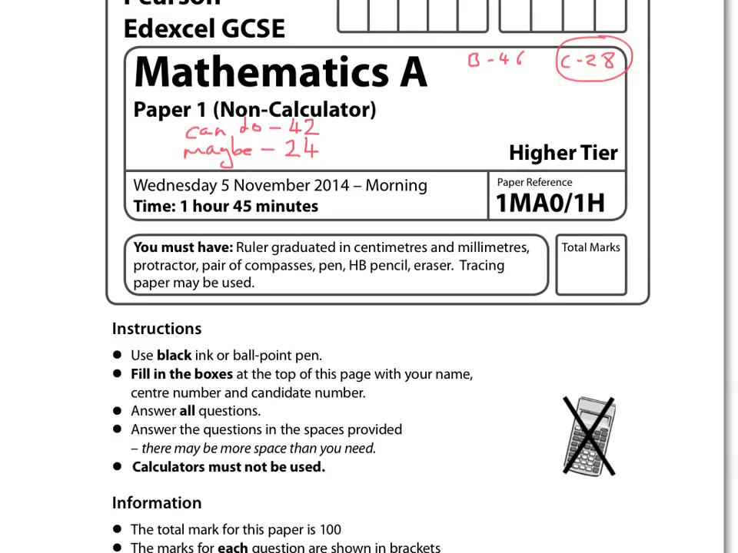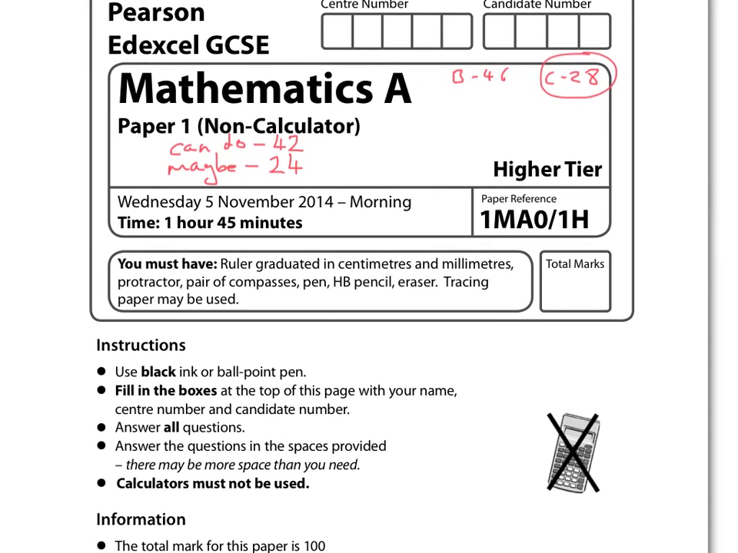Okay, so this is the November 2014 non-calculator GCSE higher tier paper, and we're looking at how to get up to a grade C. We're not looking at every single question here. So grade C on this paper was 28 marks. For grade B it was 46 marks.